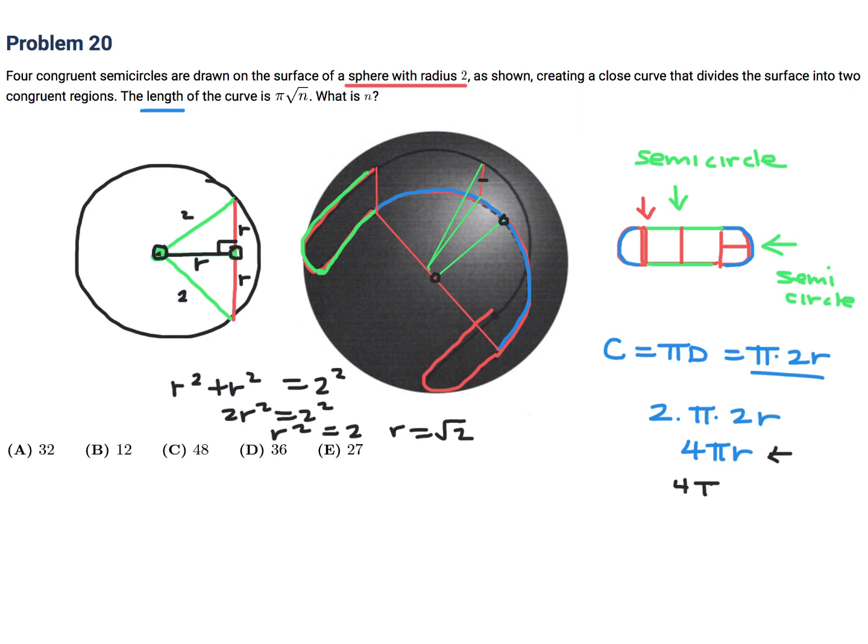So 4 pi root 2. So pi, if I put it in the radical, will be 16 times 2, root 32. And they're saying that is equal to pi root n. So therefore n is equal to 32. And therefore number 20 would be A.